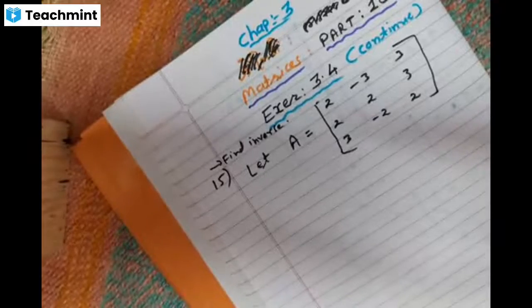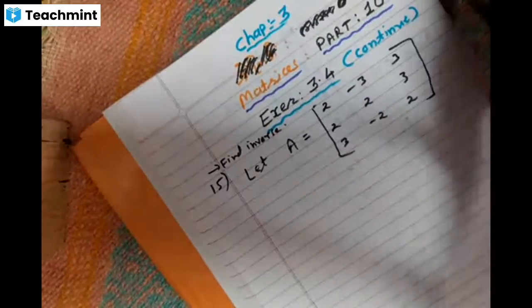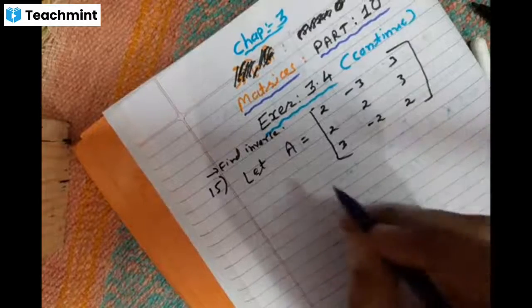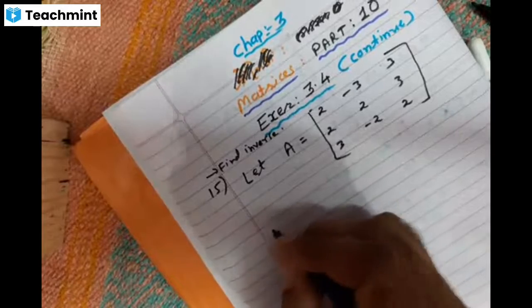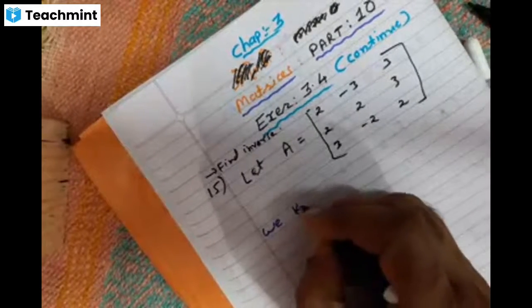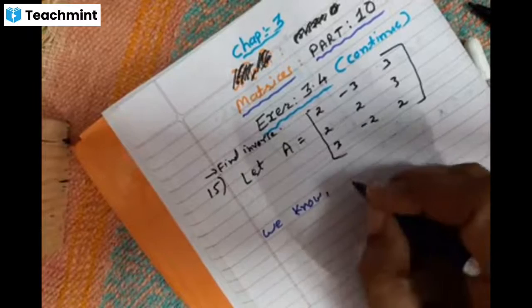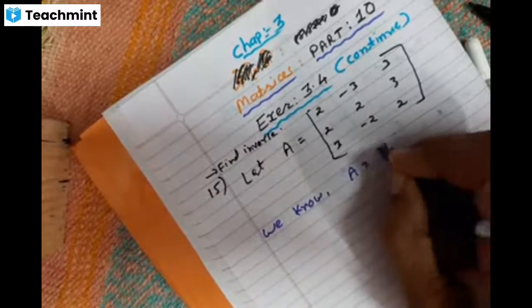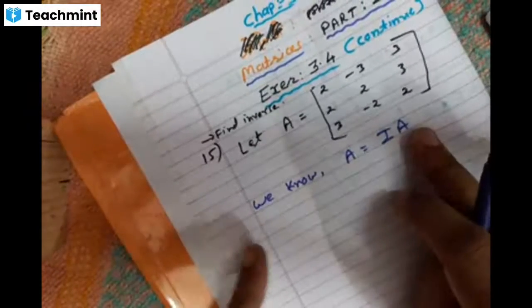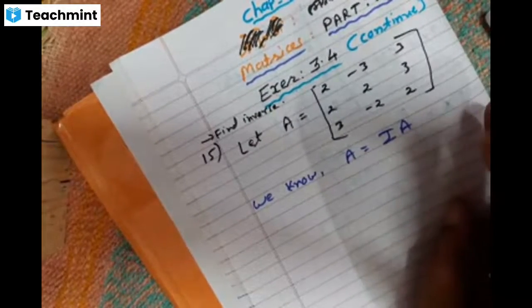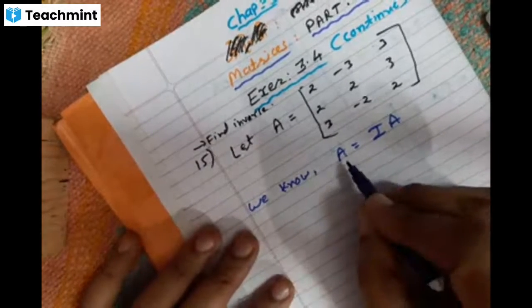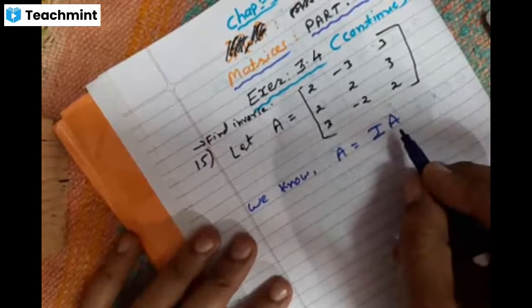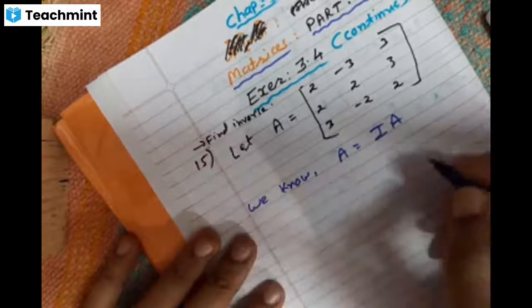Okay, clear? So, what is the first step we understood in the last lecture? First of all, what do we do, friends? We know, or let us say, taking A is equal to IA. Hope you remember this. Either you take A is equal to IA or A is equal to AI. After writing this, you have to write down matrix A and I, but this A will remain A only.